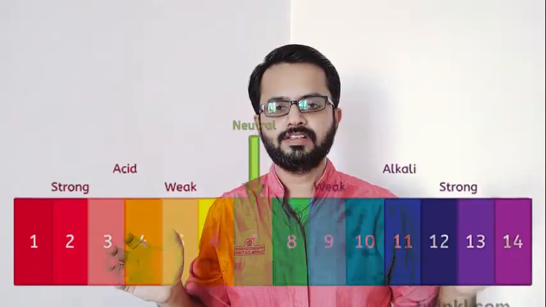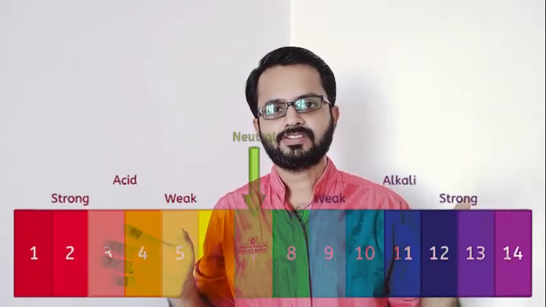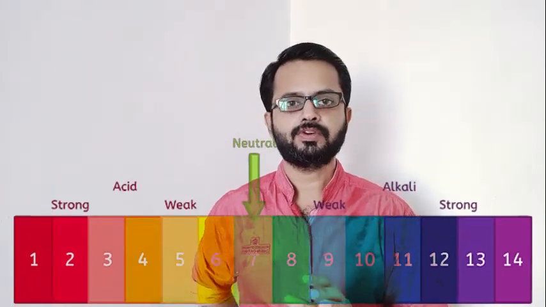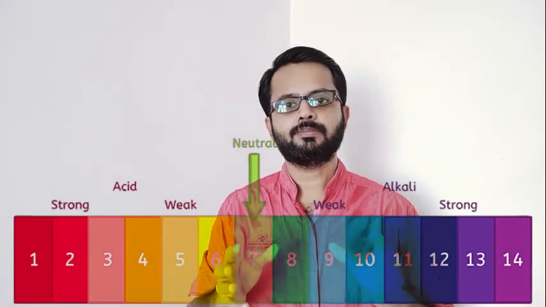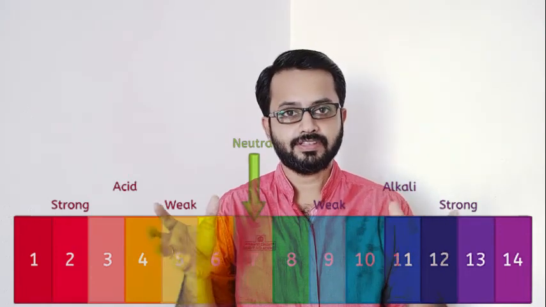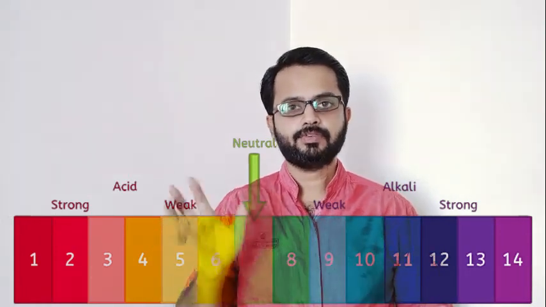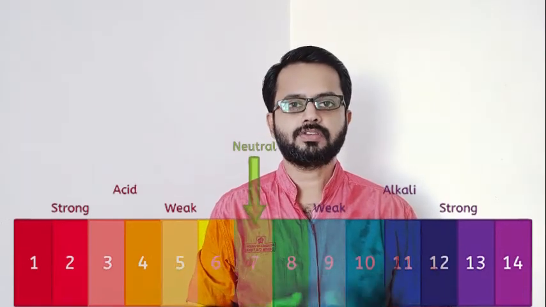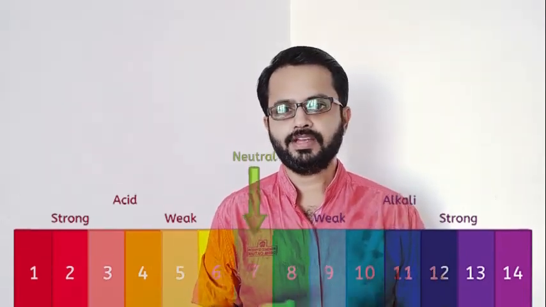If it is 1, the color will be red. That means it is a strong acid. And then slowly the color changes to green, then green to blue. That is 14. So if it is blue, the pH number will be 14. Number 14 means it's a strong alkali. So like that, by using a pH solution or universal indicator, we can identify acids and alkalis.